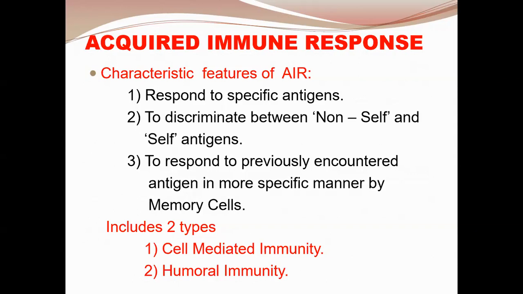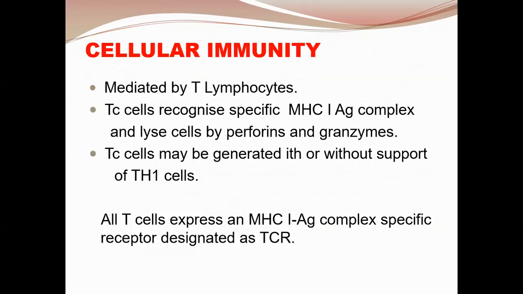This acquired immune response is classified into two types: one is cell mediated immunity, and number two is humoral immunity. Now, what is cellular immunity? Cellular immunity is mediated by the T lymphocytes, and these T cells recognize the specific major histocompatibility complex one antigen complex, and lyse the cells by perforins and granzymes.